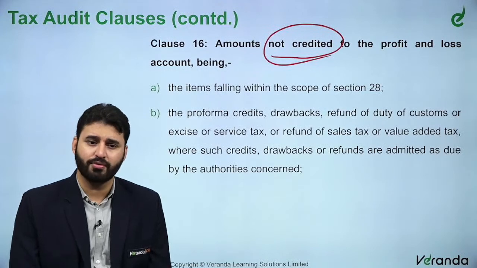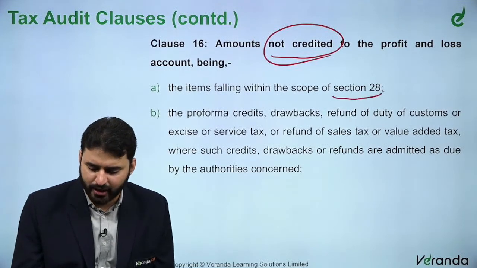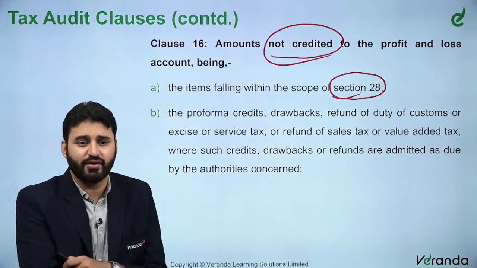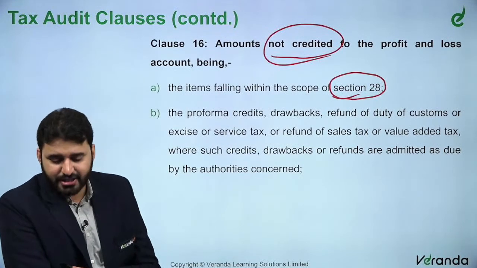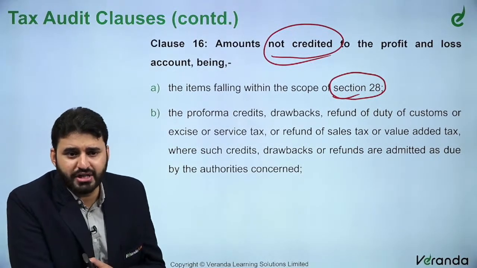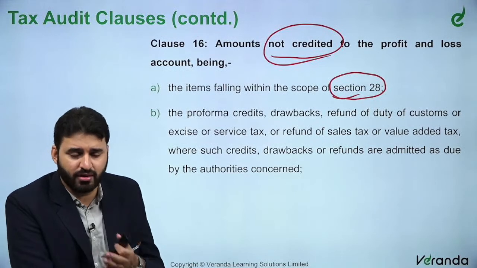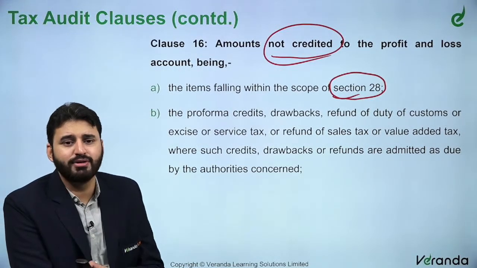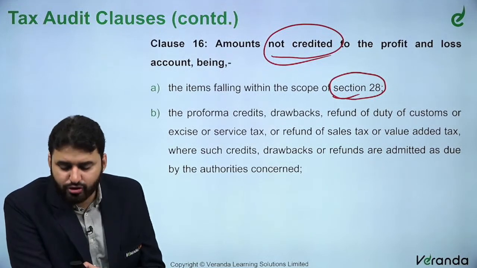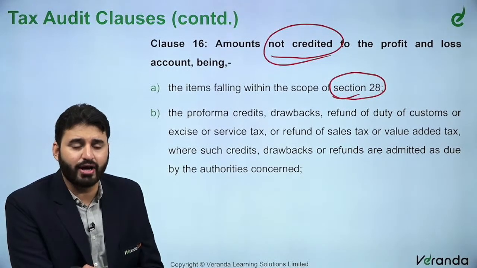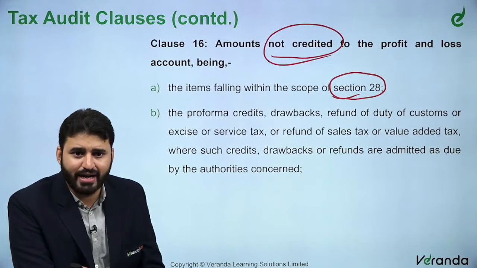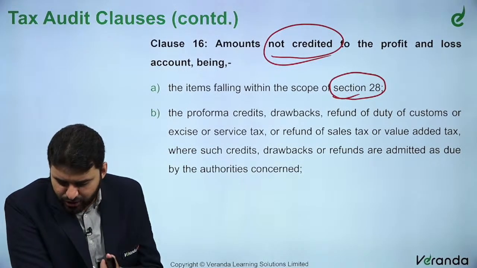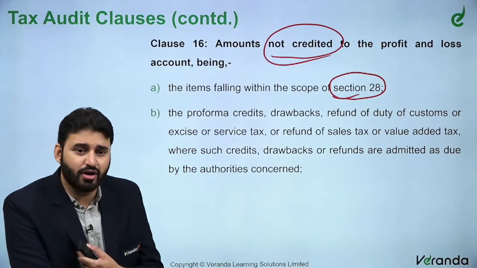Items falling within the scope of section 28 is a huge area. We'll have to discuss this separately. I'm sure you would have gone through your Income Tax Act. Section 28 discusses the plethora of incomes, like bad debts recovered, so many things are there, right? All that has to be taken to the P&L. Pro forma credits, drawbacks, refund of duty of customs, so any GST refund, okay, all of that which is not taken to the P&L.